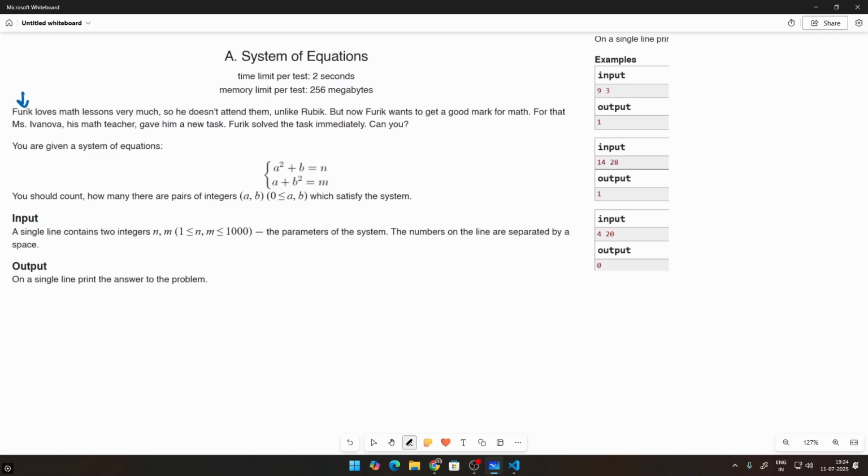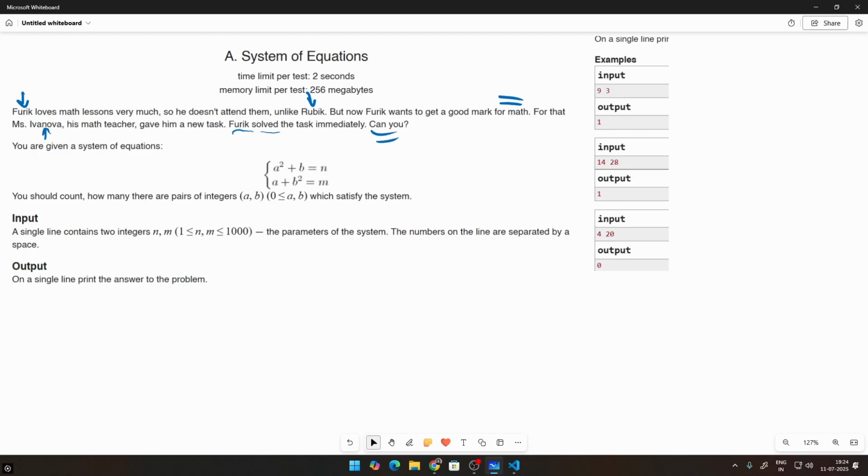Furik loves math lessons very much, so he doesn't attend them, unlike Rubik. Now Furik wants to get a good mark for math. For that, Miss Ivanova, his math teacher, gave him a new task. Furik solved the task immediately.